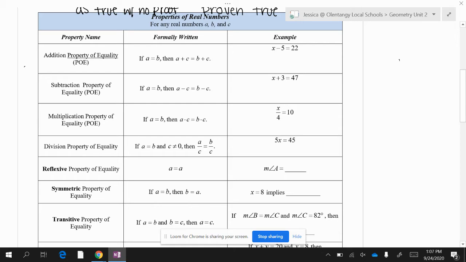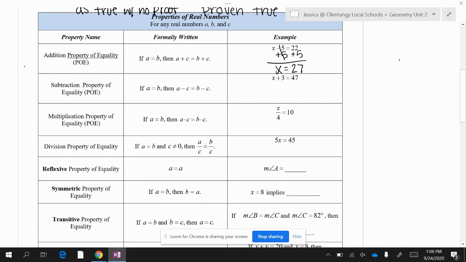The example is if you have x minus 5 equals 22. To solve for x, you have to add 5 to both sides. That cancels out. X is 27. So again, you're so used to doing the addition POE that you don't even recognize you're doing it. But now during proofs, you have to back up every statement, so you will be using that property quite a bit.